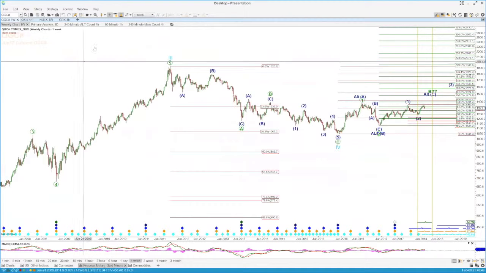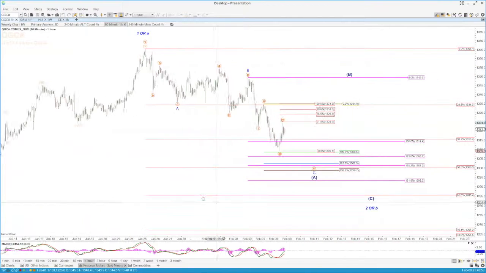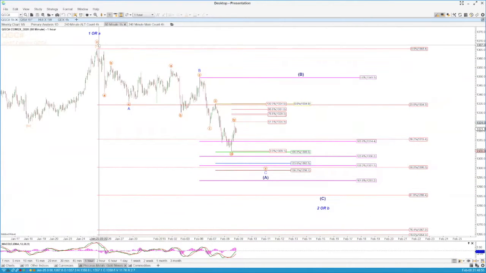Now gold's the one that's still causing issues. I have two potential counts in gold on the hourly time frame off the recent high, either an A, B, C, 1, 2, 3 into the 1.0, 4 back, hit the 618 today. We come down here next, 1302 to 1298.